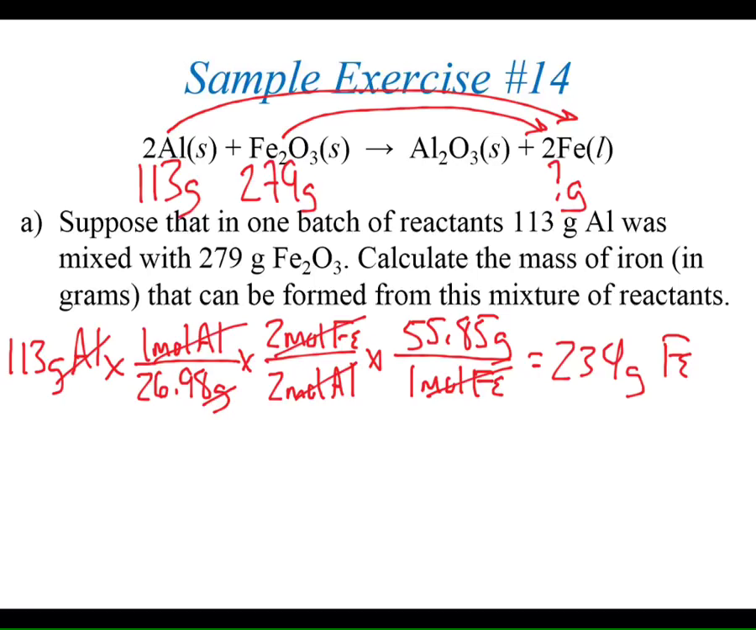Okay, now let's try the other one. How about that iron 3 oxide? Well, 279 grams of iron 3 oxide. What's the first thing I have to do? You have the mass, so I'm going to use the molar mass. We add up 2 irons and 3 oxygens. I did that earlier for something. 110 and 48, 150, 9.70, something like that.